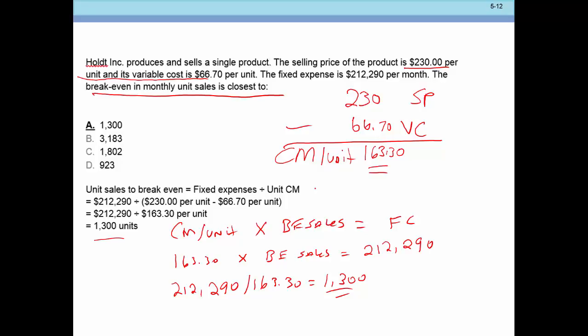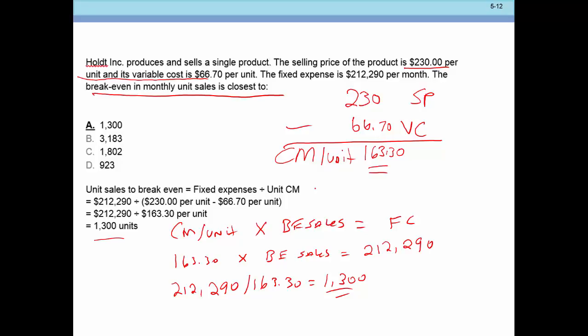What is the break even in units using this fact pattern? They tell me that the sales price is $230 per unit. Put in that sales price. They tell me that the variable cost is $66.70 per unit. I can't sell one item unless I cover those variable costs, right? So I take that off, and after I have produced the units, I am left with a contribution margin of $163.30 that first goes to cover my fixed expenses, and then any profit.